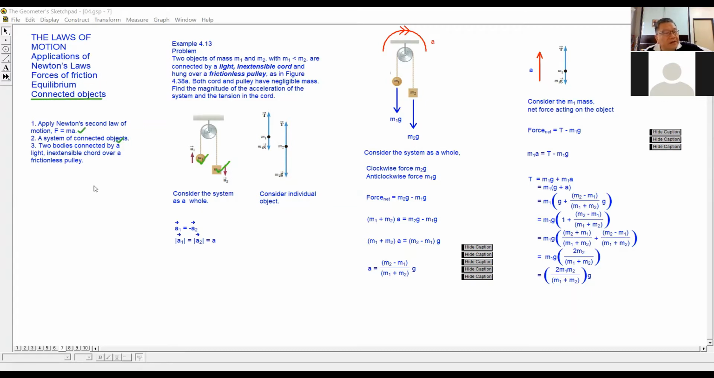And for connected objects, we have one assumption. The assumption is number 3: two bodies connected by a light string. This string is inextensible and it passes over a frictionless pulley. There are 3 assumptions here. The first assumption is the string is actually very light. The string or the rope used here has no weight, because if it has weight, it will slow down the system. We cannot calculate unless we take into consideration the weight of the rope or the string. To avoid this type of problem, we say the string is very light. This is the first assumption.